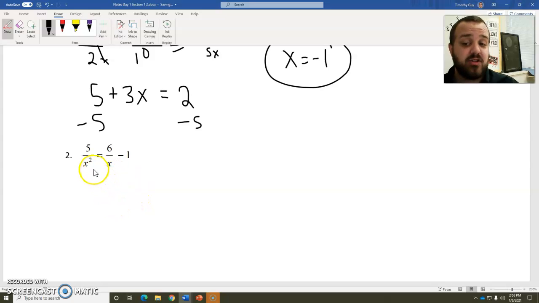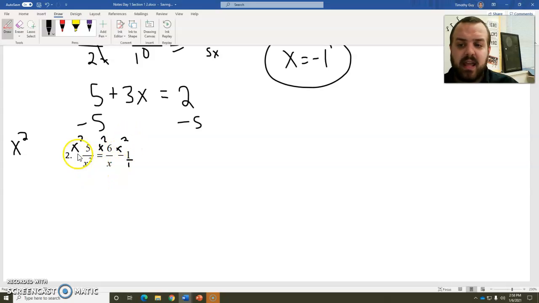Sometimes with these rational expressions, what you'll end up with won't be a linear equation like we got here. Sometimes you'll end up with a quadratic, which lucky enough we actually know how to solve because we've already done that in our course. So let's go ahead. The common denominator for these would be x squared. All of those go into x squared. So I'll multiply each term by x squared.